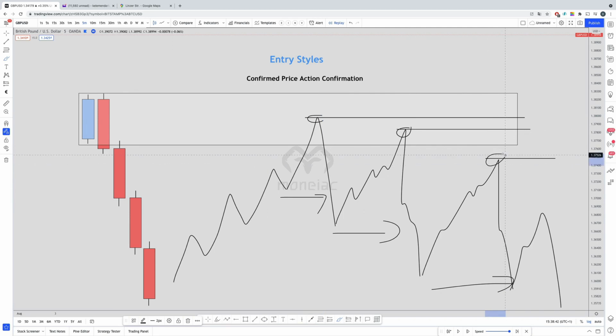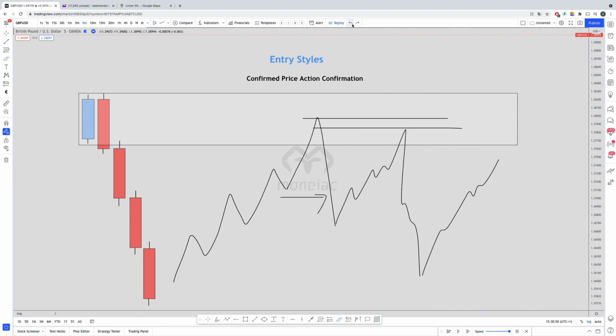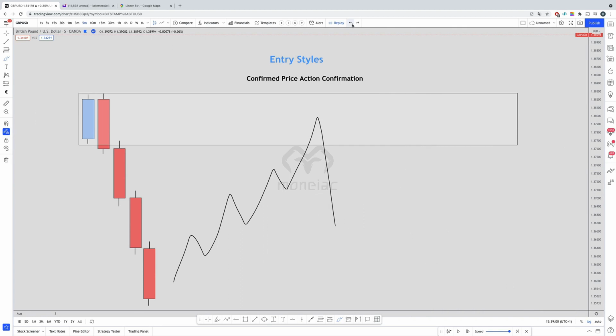So we just want to try the next one. And if, for example, you didn't take this supply zone, you take this one, and then you can even scale in into this scenario. Okay, good. So that was the one with the supply zone entry style.